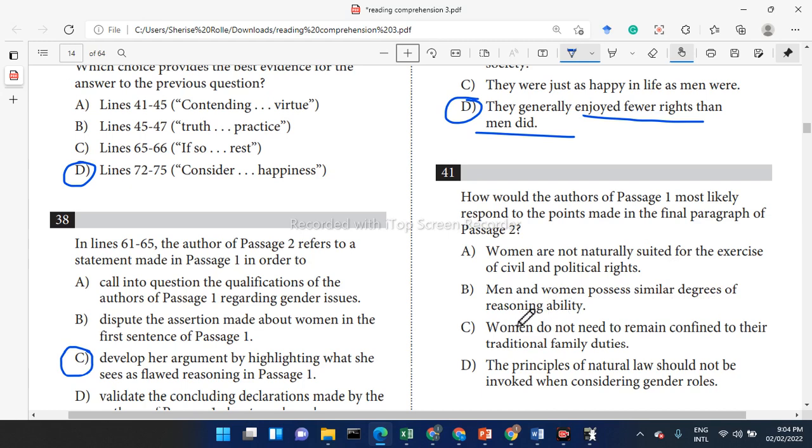No. What do you say? Women do not need to remain confined to their traditional family duties. Definitely not. What do you say? The principles of natural law should not be invoked when considering gender roles? No. Okay, correct, that's one of his main points. Exactly. Women are not naturally suited for the exercise of civil and political rights.